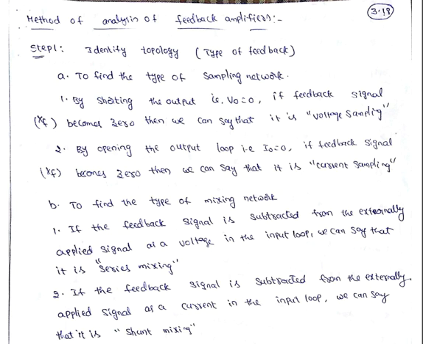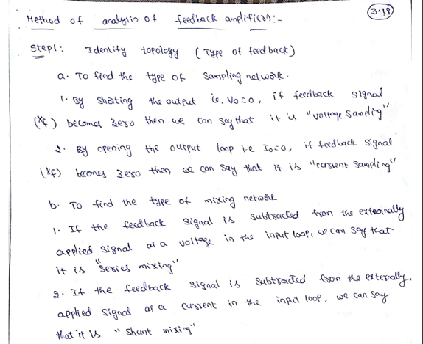To find the type of mixing network, if the feedback signal is subtracted from the externally applied signal as a voltage in the input loop, we can say that it is series mixing. If the feedback signal is subtracted from the externally applied signal as a current in the input loop, we can say that it is shunt mixing. By identifying the topology this way, we can find the type of negative feedback.